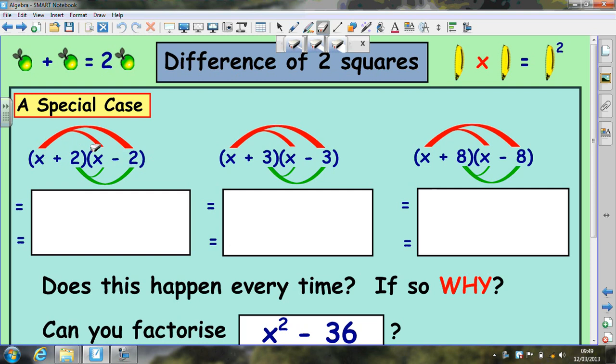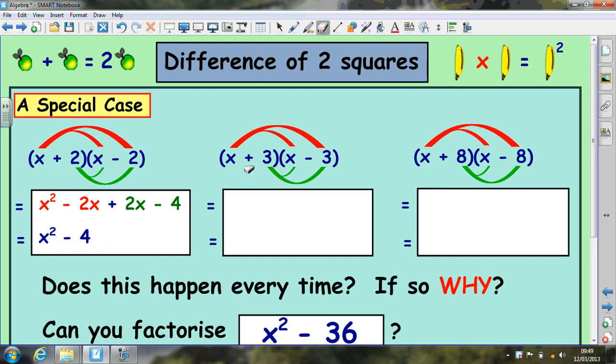Now when you multiply out these brackets, the first one, x plus 2 multiplied by x minus 2, let's see what happens. Firstly you multiply x by x, you get x squared. Then you multiply x by negative 2, and you get subtract 2x. Then you multiply 2 by x, so that's a plus 2x. And then you multiply 2 by negative 2, and you get subtract 4. So when we simplify this line, you end up with x squared. The subtract 2x and the plus 2x cancel each other out, and you end up with the subtract 4.